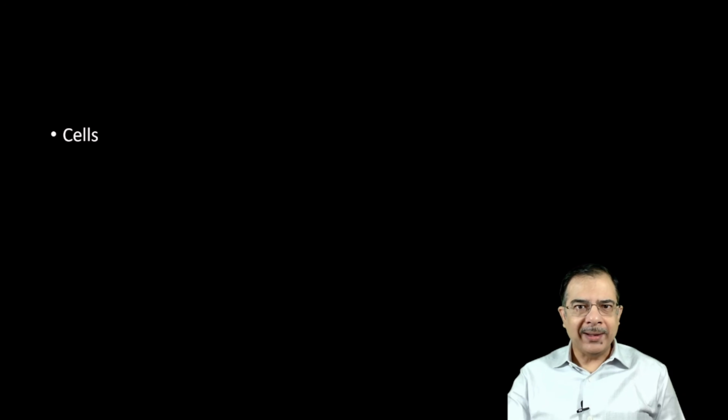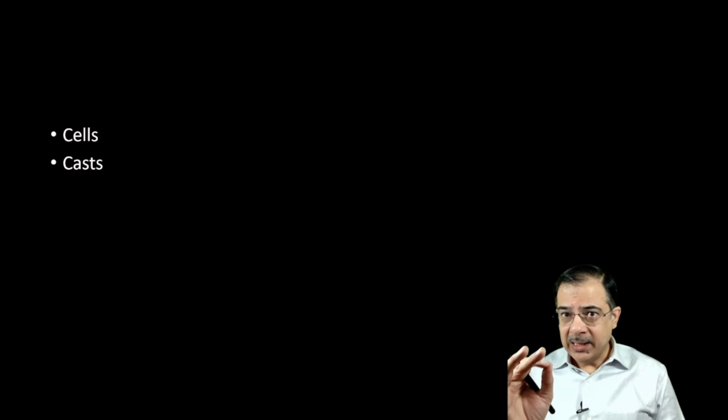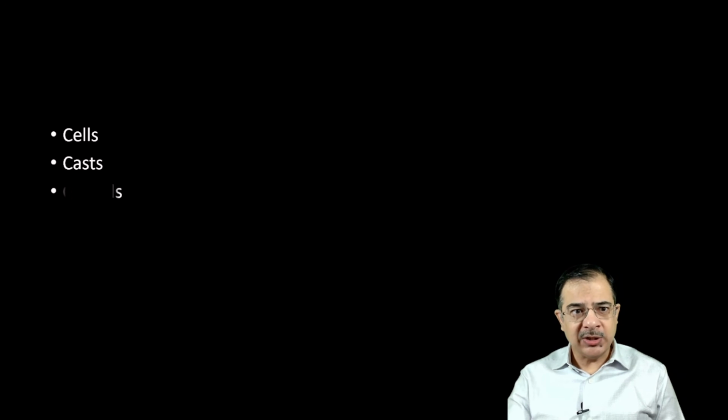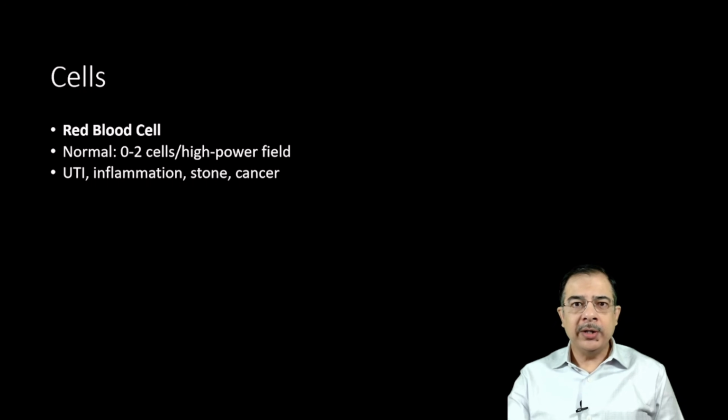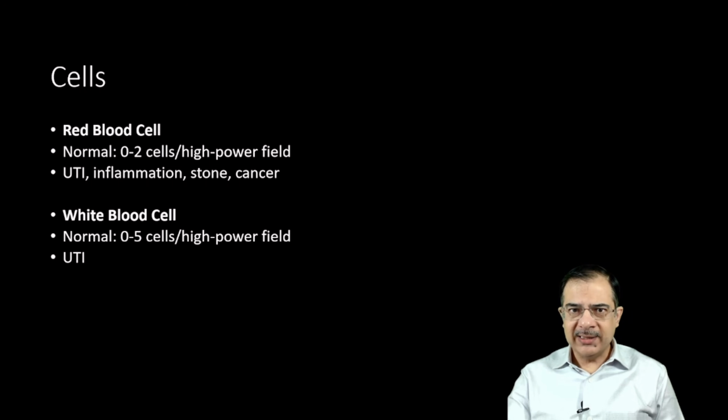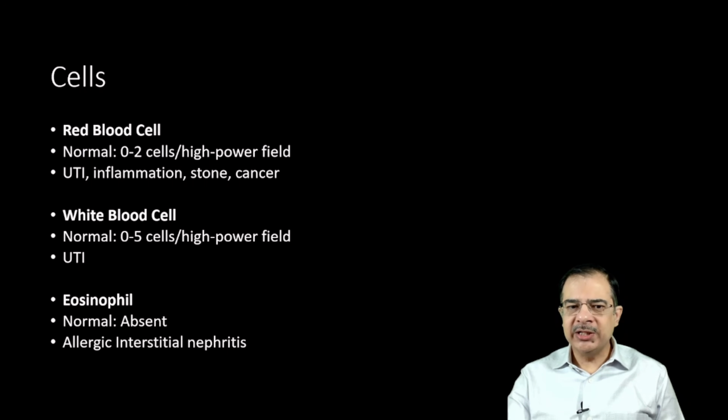Microscopic examination. Microscopic examination will look for cells like WBCs and RBCs. We look for casts, crystals and microorganisms. Red blood cells: normal is less than 2 per high power field. Positive RBCs are present in urine infections. They can be positive in cancers or stones, or due to inflammation like glomerulonephritis. WBCs: normal is less than 5, and they are positive in urine infections. Eosinophils are normally absent. If they are present, that is allergic interstitial nephritis due to some drug intake.